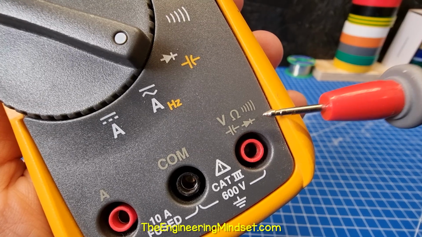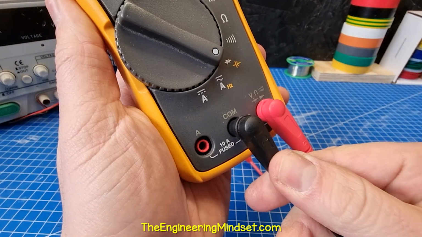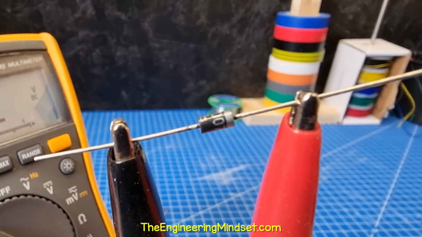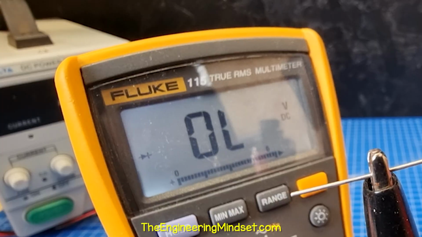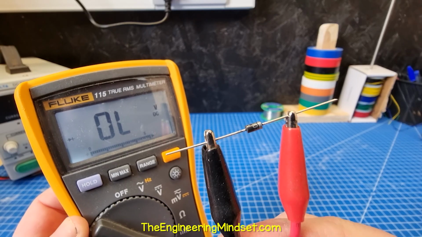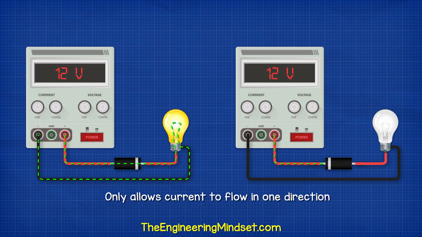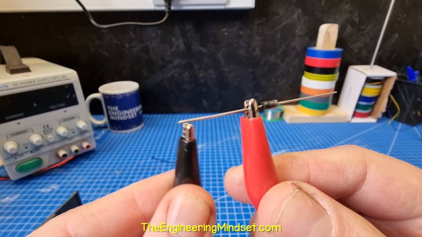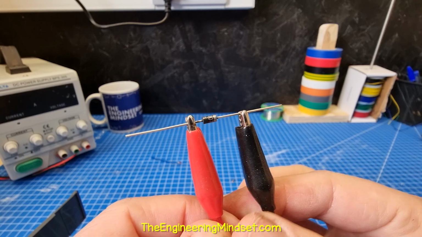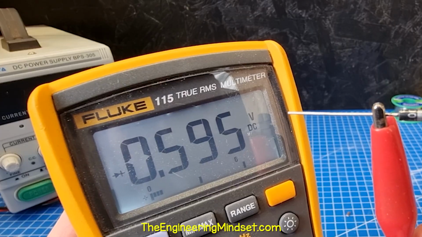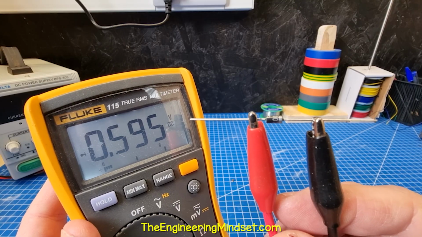Connect the red lead to the diode terminal and the black lead to the COM terminal. If we connect the leads like this, we should read OL, because the diode has blocked the meter from taking a reading. When we reverse the leads, a value should appear, typically between 0.5 and 0.8.